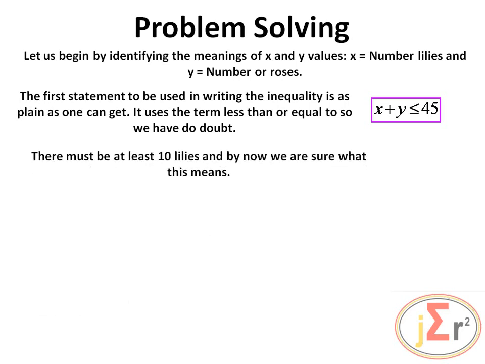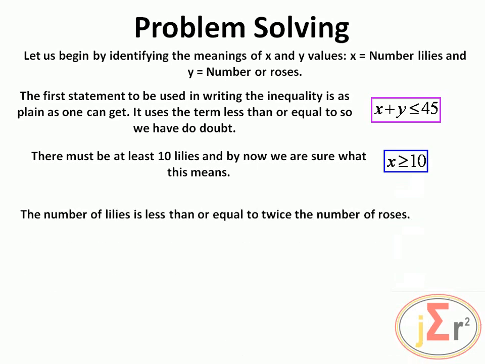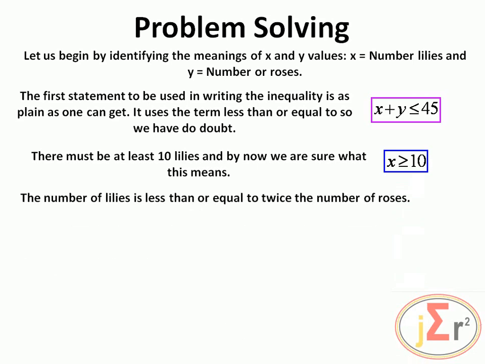There must be at least 10 lilies, and by now we are sure what this means: greater than or equal to 10, because we cannot have anything that is less than the least, it must be greater than or equal to. The number of lilies is less than or equal to twice the number of roses. Here's our good friend: x is less than or equal to 2y.